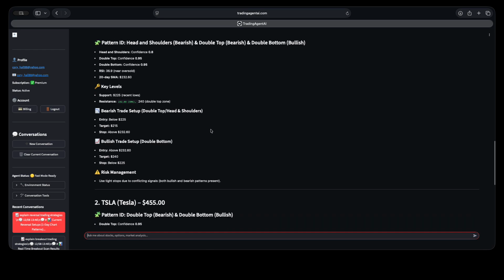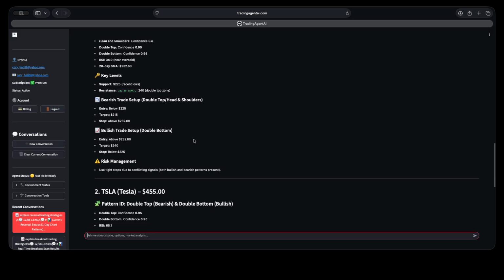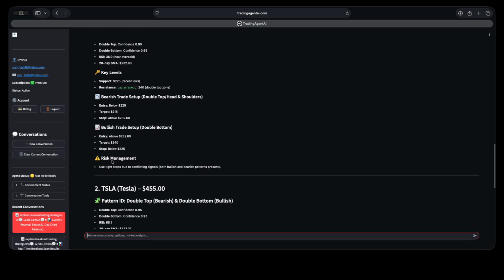So, you could do this bearish, you could do this bullish. If you're bearish and you want to do a trade setup off of that double top or that head and shoulders, then your entry is going to be below 225, your target is going to be 215 and your stop is going to be 232.60. And if you're bullish, then your trade setup on that double bottom is going to be entry above 232.60, target is 240, and your stop is below 225.